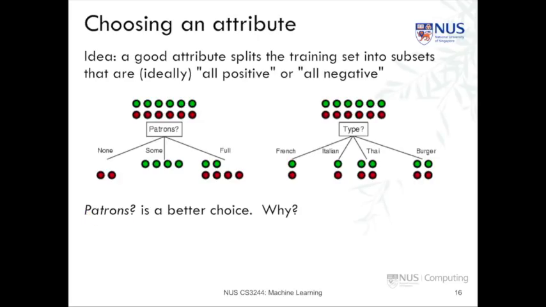Why would we say that? We can see why, because, at least in the case of none and some, the remaining problems are finished, in the sense that for none, we are always not going to visit the restaurant, and then for some, we are always going to visit the restaurant. If we look at type here, we can see that it doesn't help us at all. In fact, even if we decide what cuisine to pick, French, Italian, Thai, or burger, we're still as clueless as before whether we're going to decide to visit the restaurant or not. So the purity of the subproblems is what we're after in choosing an optimal attribute.